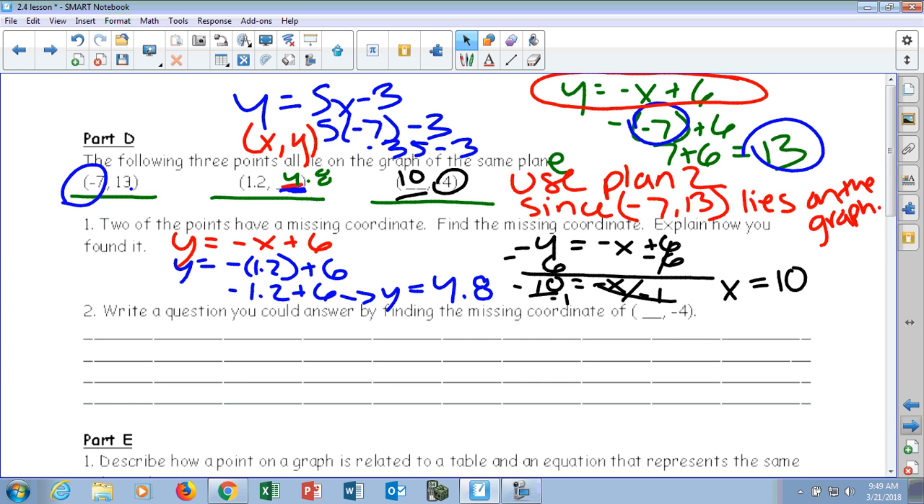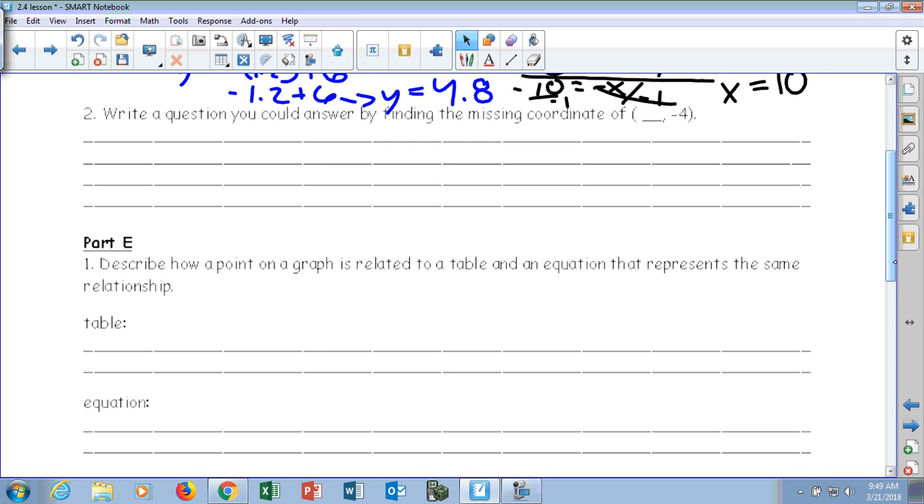And then one last time, it says write an equation you could answer by finding the missing coordinate of x comma negative 4. Write a question. So who wants to create another question for us about finding our x? Lily, did you want to? Would our answers still be the same if the x was negative 4? Okay, I like that.